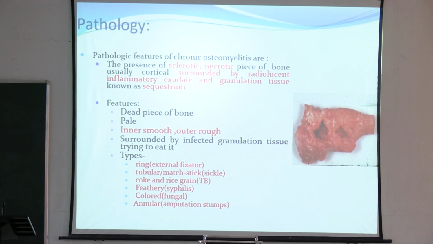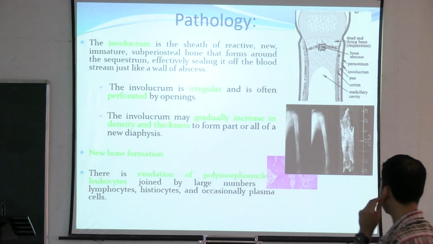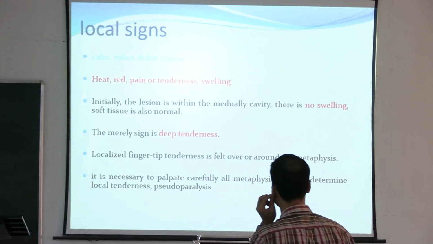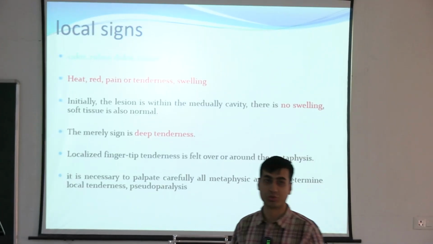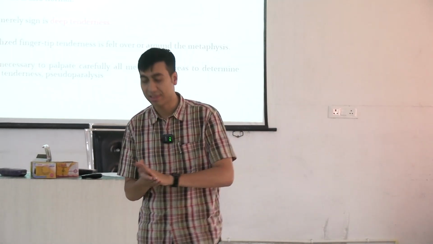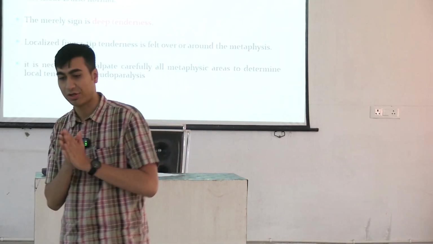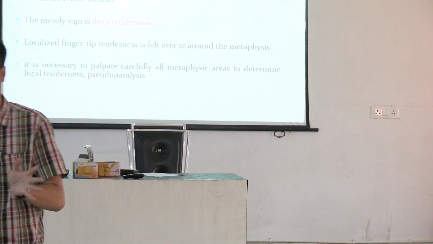I won't be telling this now because in the next class that will be dealt with. We will go to the next thing. Involucrum also, so this is important. So what are the clinical features of acute osteomyelitis? You have to very clearly understand that acute and chronic are two different things, and you have to know the features of acute and chronic separately.